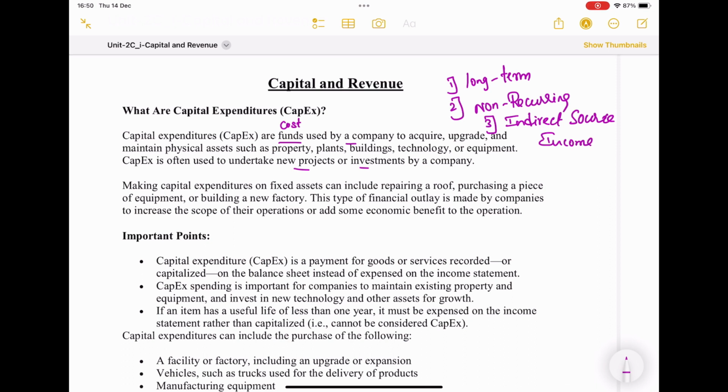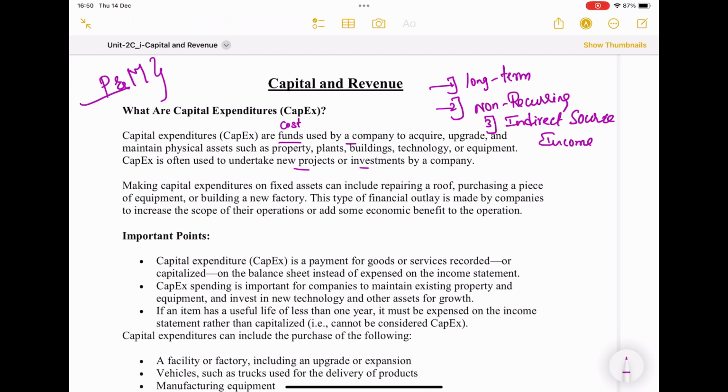And important, there should be an indirect source for income. For example, if you are going to purchase a plant and machinery, daily or weekly we are not going to purchase machinery, isn't it? Whenever the company purchases plant and machinery, it would last for more than 5 years or 10 years, isn't it? So it is long term, and we are not going to purchase plant and machinery in a repetitive nature. So it is non-recurring.